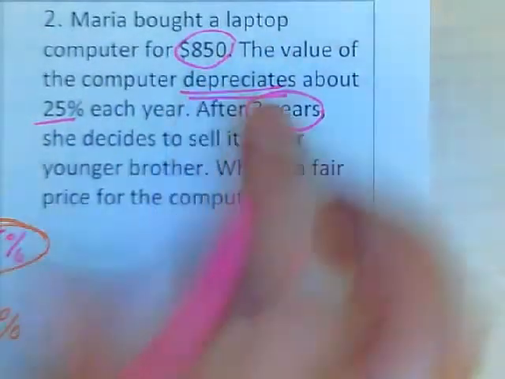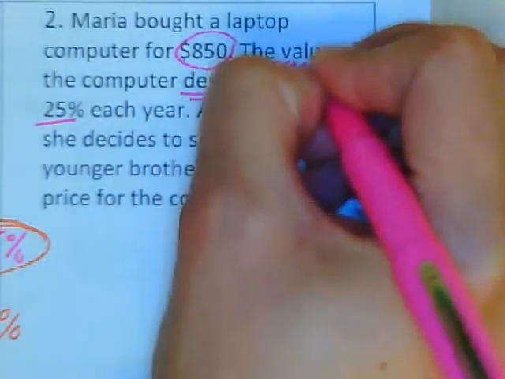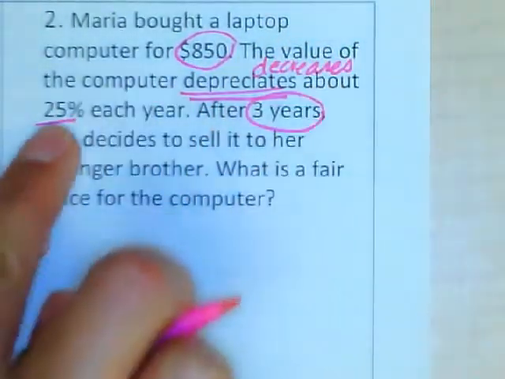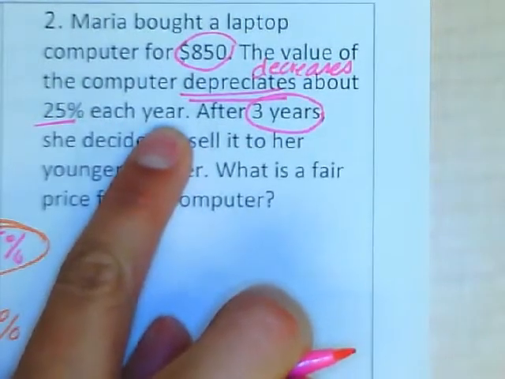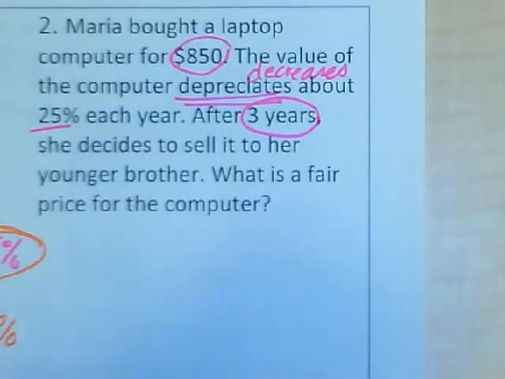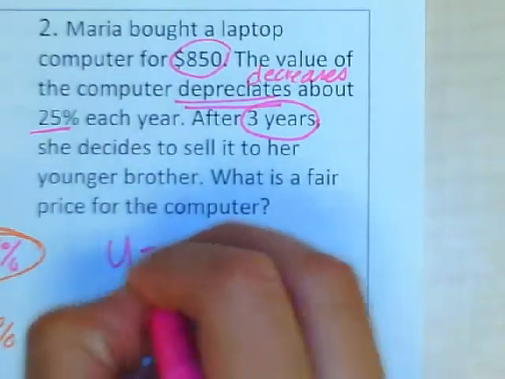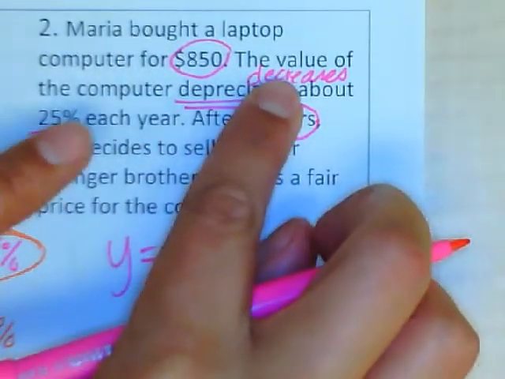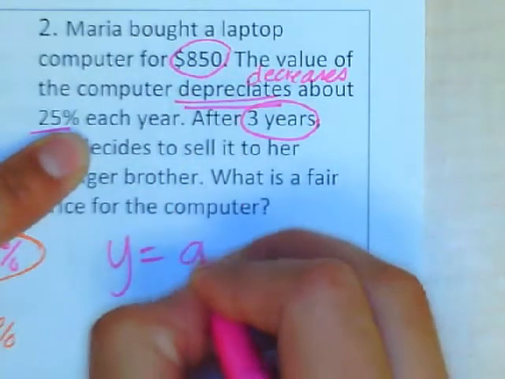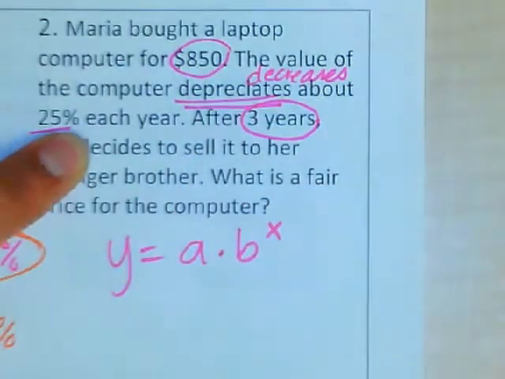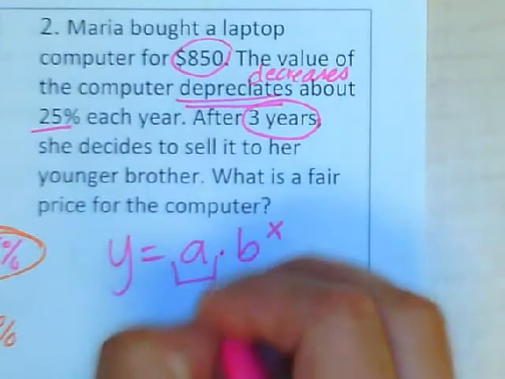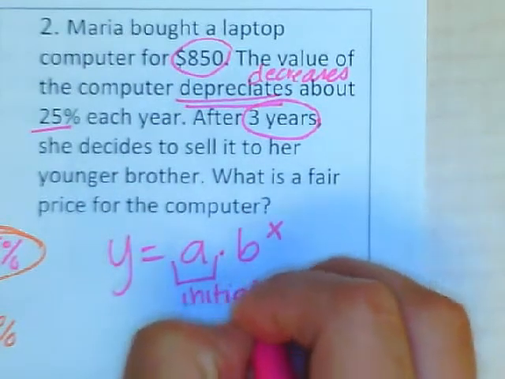So the very first thing I see is the word depreciates, that means decreases. And it's telling me that it's decreasing by 25% every year. That should light up in my head and say, you know what, this is an exponential function because there's a decrease by 25% each year. So I write my formula, and I know that A is the initial amount.